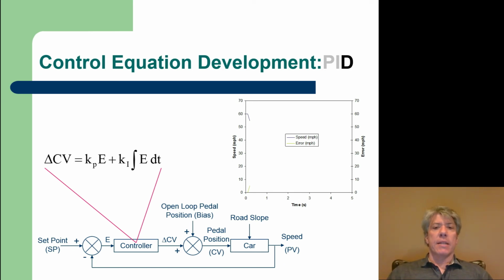But let's think about what happened to the system and the error and so forth when we started climbing the hill. You see, one of the problems is that it took a long time for the area to integrate with the integral term in order to compensate for the road slope and help us out and help us maintain the speed we wanted.